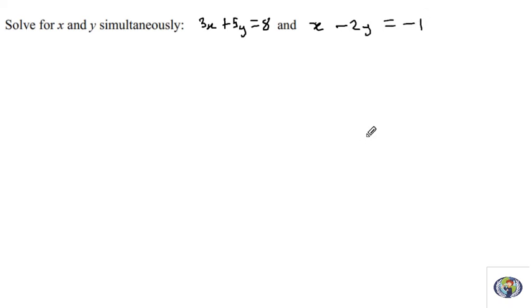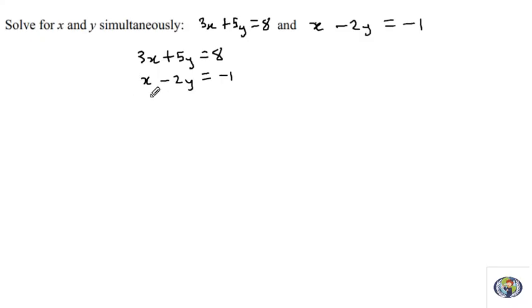Now we have different coefficients. The same method applies. So you're going to arrange your equations in column form. And then we have x here minus 2y is equal to -1. How do we proceed here? You can choose any variable that you want to eliminate, meaning you can choose x or y. In this case, I would like to eliminate y.